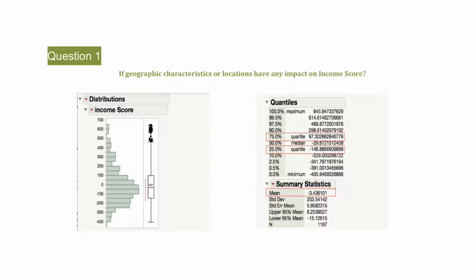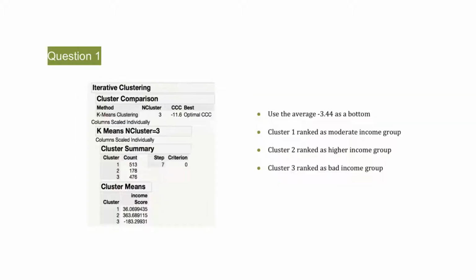Based on the above analysis, we can only know the overall income score for restaurants. However, we need to know the specific information of each restaurant. So we further conducted K-means cluster analysis using income score as our input. Then we divided the income score into 3 clusters, which are moderate income, cluster 1, high income, cluster 2, and bad income, cluster 3. Based on the cluster analysis, we can see that cluster 1 and cluster 2 have good income score above the average.